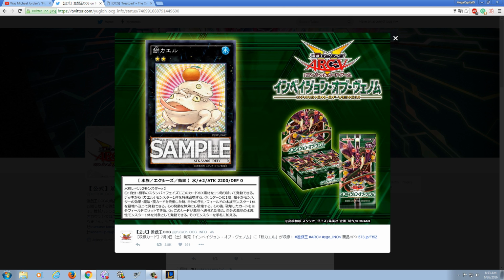So let me know what you guys think. I think this card is amazing, like A plus. I mean, if you're running frogs, run at least two copies of this.